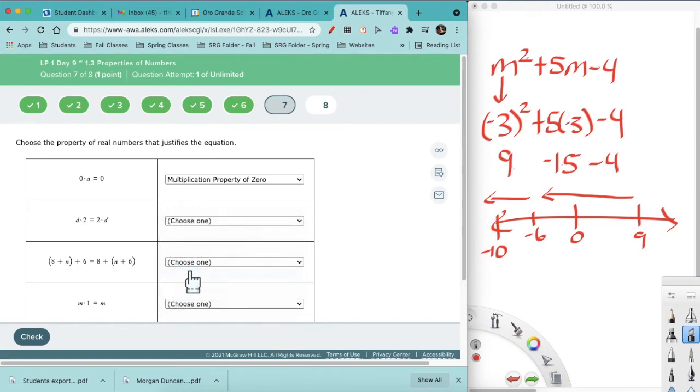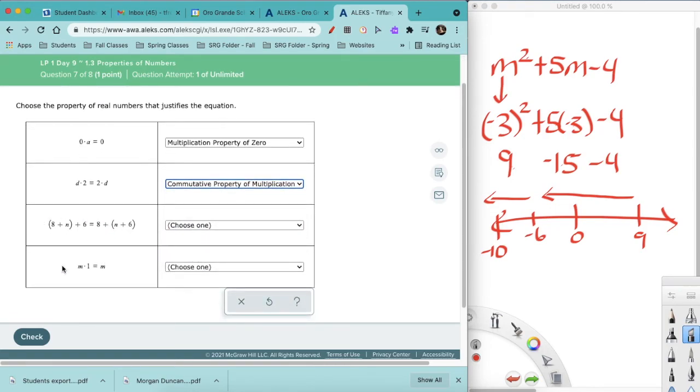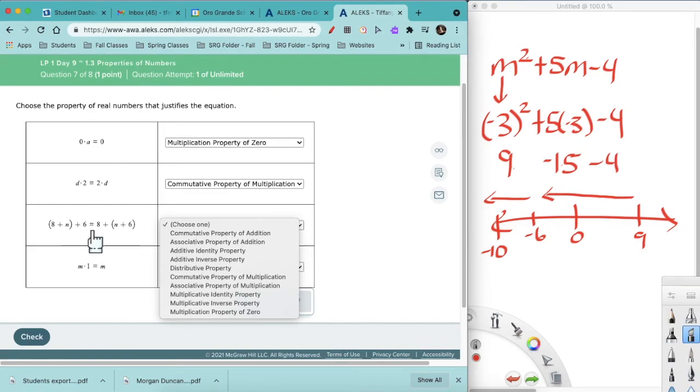Okay, the second one, or third one, I mean, we have 8 plus n plus 6. 8 plus n plus 6. All I'm doing is grouping them differently on both sides. So immediately we should know that's associative. Hopefully at this point I've said enough in the video that you're identifying associative with grouping. But we need to make sure we're adding, so we choose associative property of addition, not multiplication.